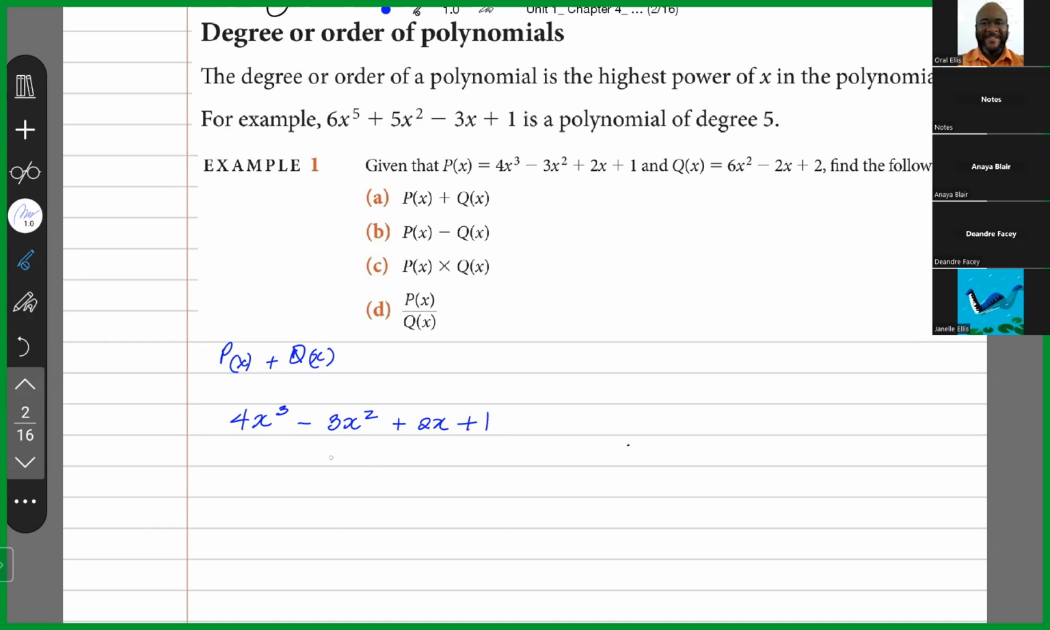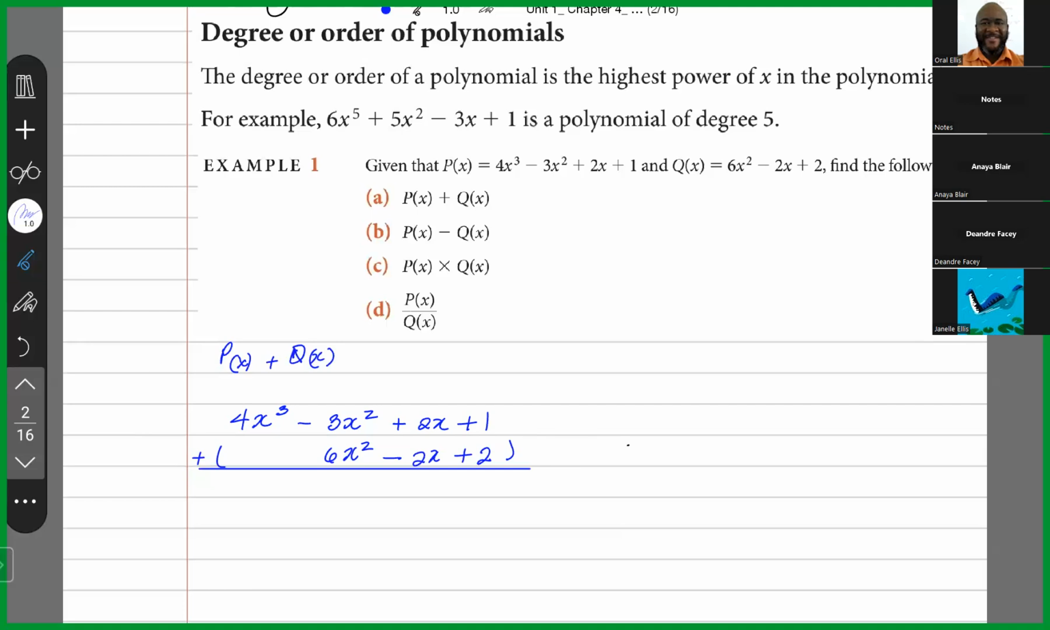Q of x is 6x squared minus 2x plus 2. All right, so what we're going to do is add these two. This is one approach you could take. The other approach, you're basically used to that. You did that a lot when you did CSEC.